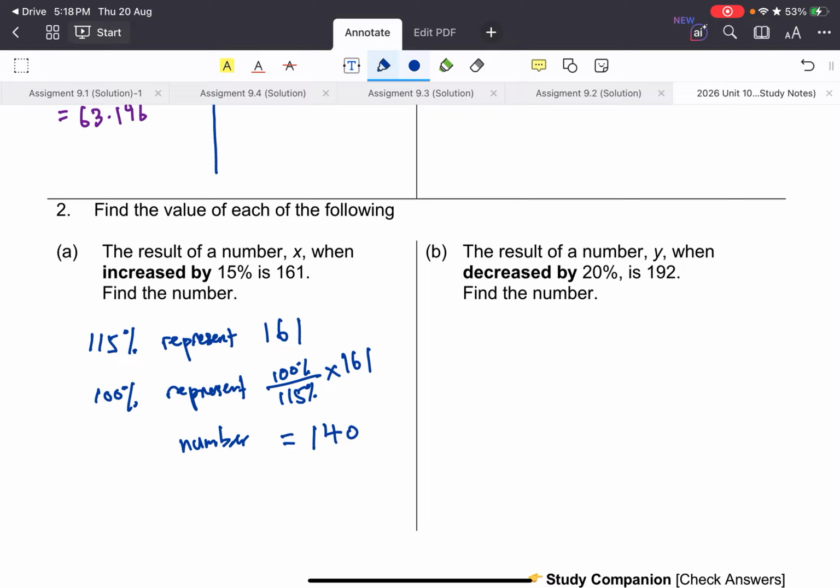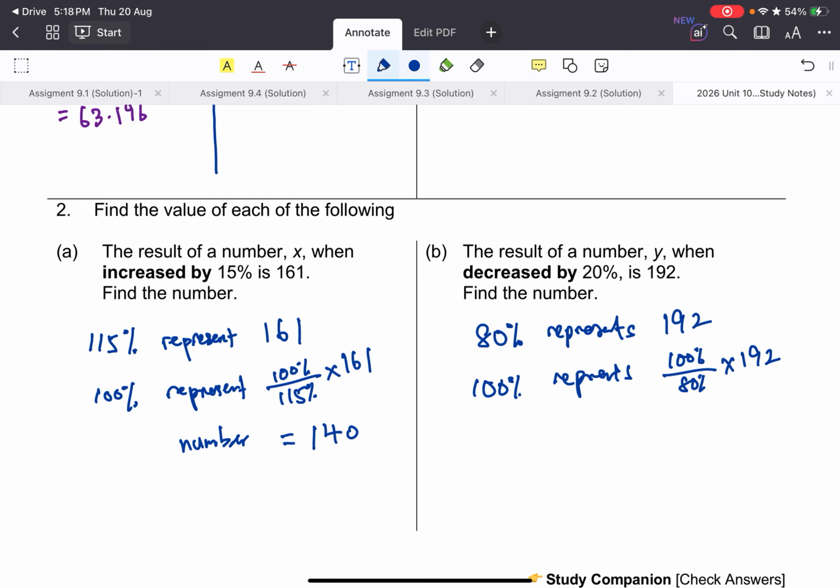So the 20% is the decrease. I start from 100, right? So 100 decreased by 20 is 80%. So 80% represents 192. So I want to find what 100% represents: 100% over 80% times 192, which gives us the value of 240. So the number is 240. Got that? Okay.